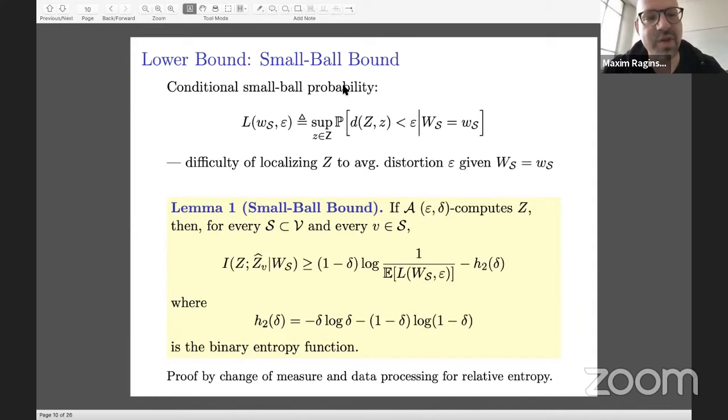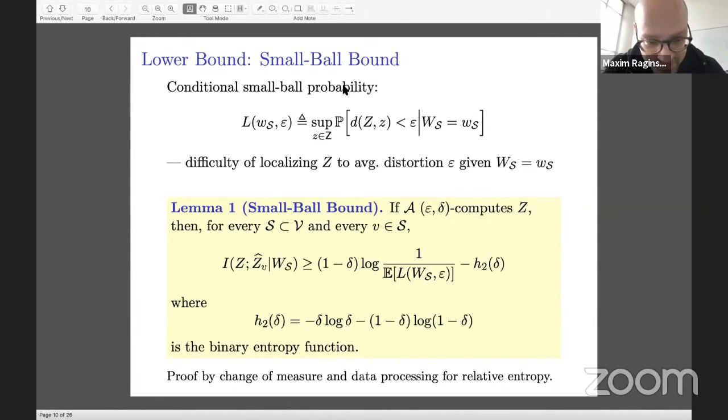So essentially, this small ball probability captures the difficulty of localizing z to average distortion of epsilon given the observations of values in S. So I give you partial knowledge of the inputs to the function. You still don't know the rest of them, so you cannot evaluate the function. But you could localize the value of the function to a ball of radius epsilon in this distortion. Of course, I'm being really cavalier here with terminology. I didn't say that D has to be a metric, but let's still think about this as a distortion ball, as one does in source coding theory.